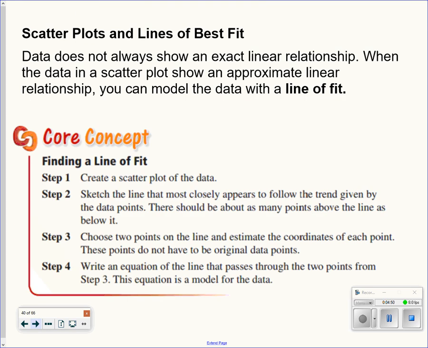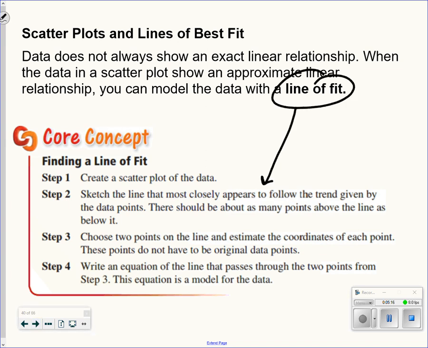Scatter plots. Data does not always show an exact linear relationship. So when you collect some data, it won't make a straight line exactly. So here are the steps you would do for a scatter plot. 1, create a scatter plot using the data. Sketch the line most closely to represent the data. This is known as the line of fit, or sometimes referred to as the line of best fit.